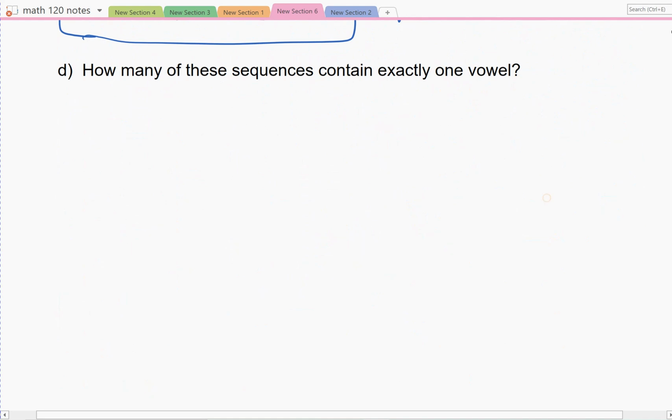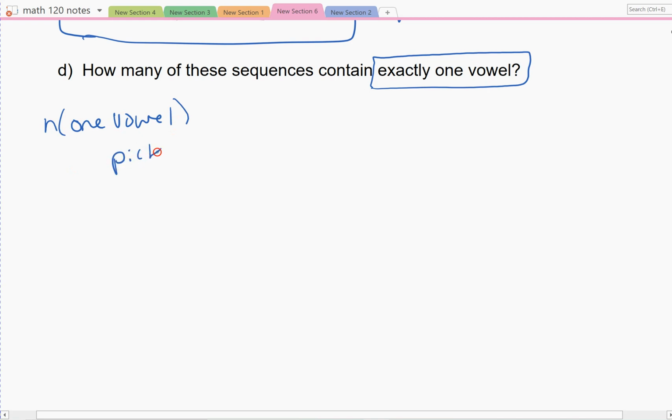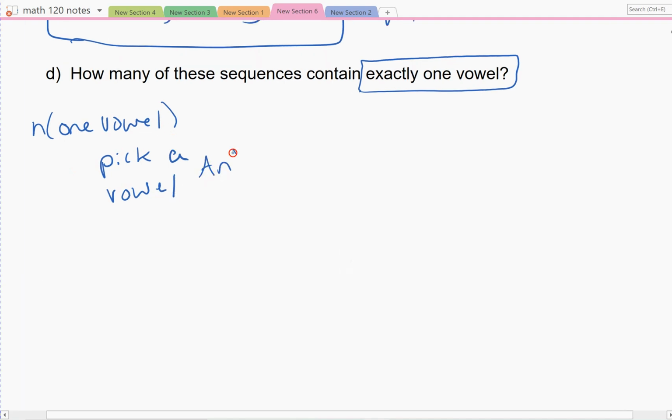All right, the next one's very similar to that, except it's just slightly different. But the slight difference is important. How many of the sequences contain exactly 1 vowel? All right, so same kind of setup. Number of ways to get 1 vowel. Well, first I have to pick a vowel, just like I picked the letter M. And then it didn't tell me where the vowel showed up.